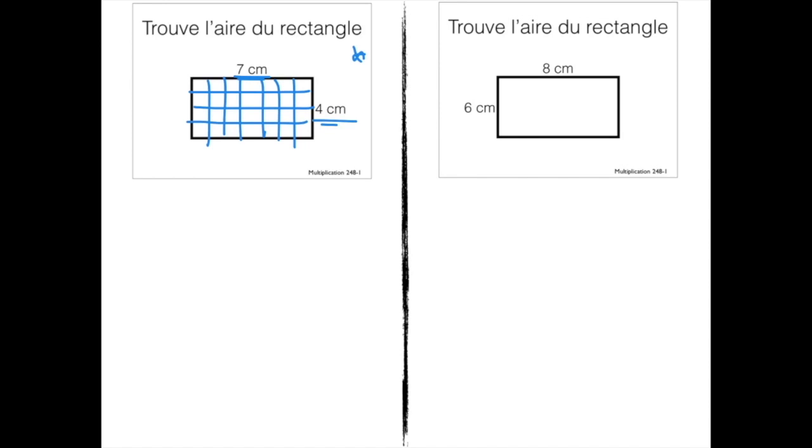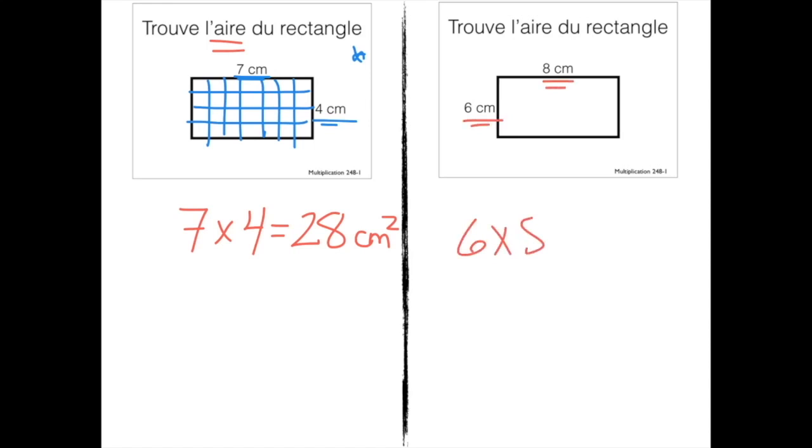So when students are asked to find the area of a rectangle, what they need to do is find the product of its dimensions. So the dimensions here are 4 and 7. So the answer would be 28 centimeters squared. In the second example, students will do the exact same thing, but the dimensions are different. In this case, the dimensions are 6 and 8 for an area of 48 centimeters squared.